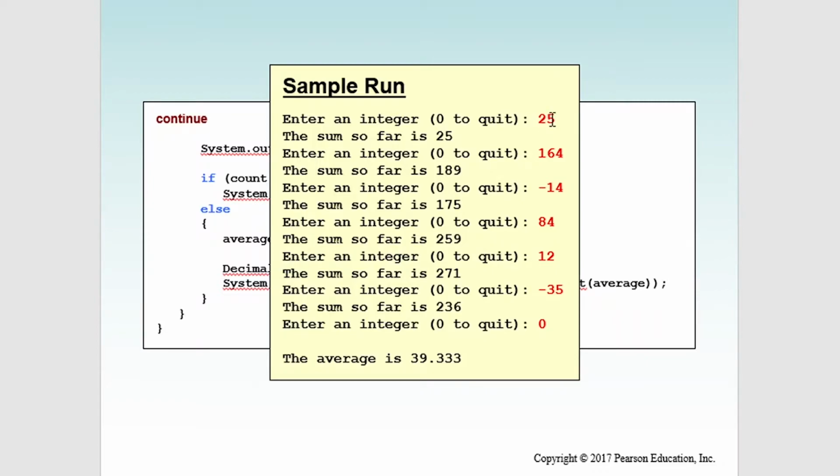Here's an example output. They ask for some numbers. They keep asking until you enter in a 0. Once you enter in a 0, that's when they calculate the average.